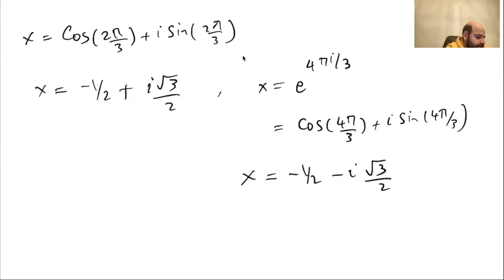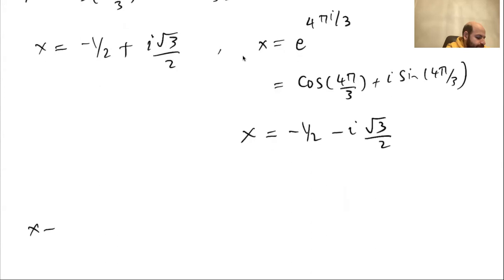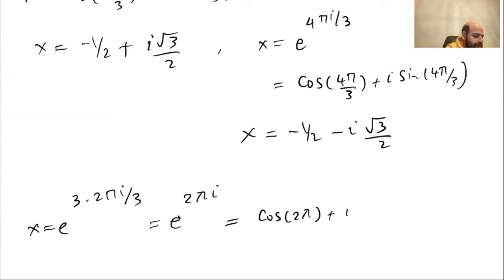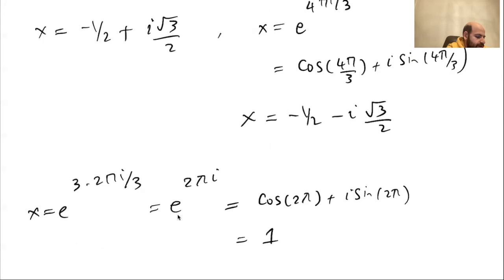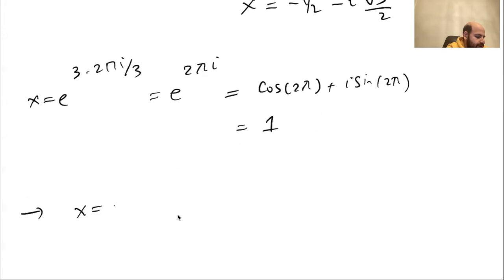And then the other solution would be e to power 3 times 2 pi I over 3. And this is the same as e to power 2 pi I. And e to power 2 pi I means cos 2 pi plus I sine 2 pi. And this is 1. So our 3 solutions are, if I want to list them one more time, minus 1 over 2 plus I root 3 over 2, minus 1 over 2 minus I root 3 over 2, and 1.